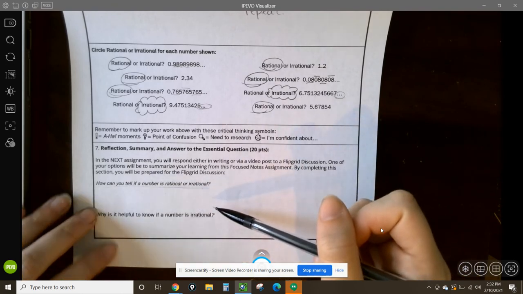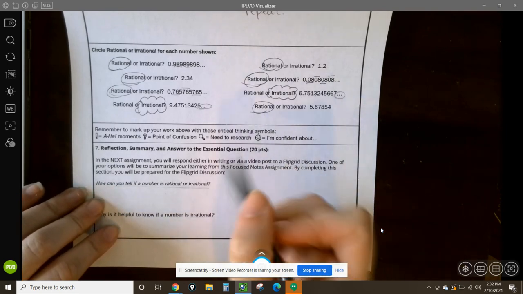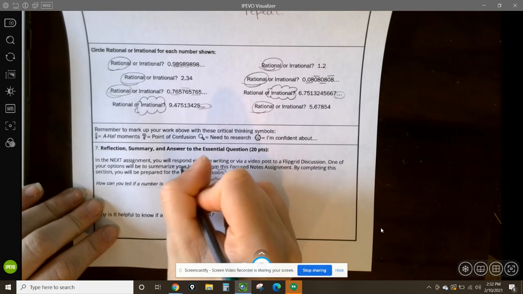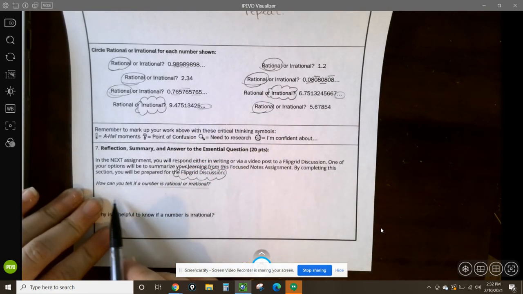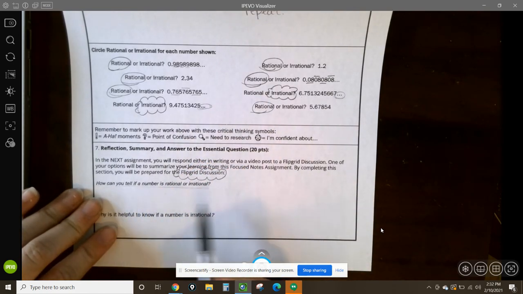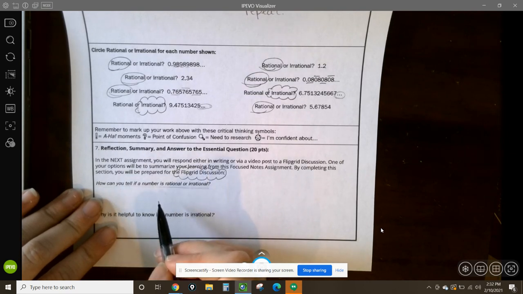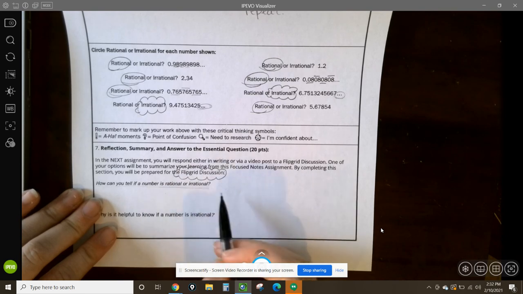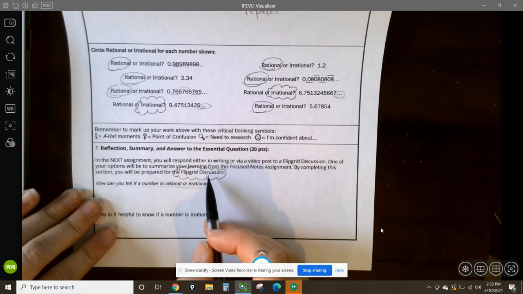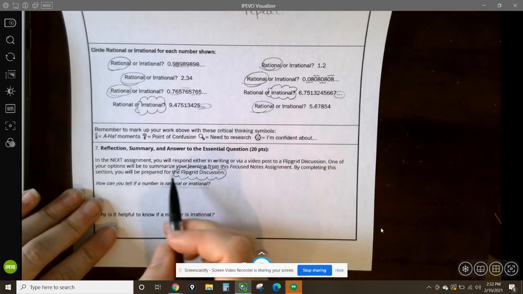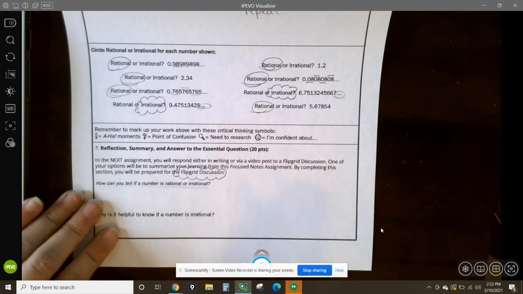And the reason I especially want to make sure you write it out right here is because on your next assignment, it's a Flipgrid discussion. You're going to record a short video of yourself, and you can literally just read what you wrote right here for your Flipgrid discussion. So you will just record a short video saying, how I can tell if a number is rational or irrational is blah, blah, blah, whatever you just wrote right here. So doing this part is getting you points for the notes, but it's also going to help you do your Flipgrid discussion, which comes right after this assignment.